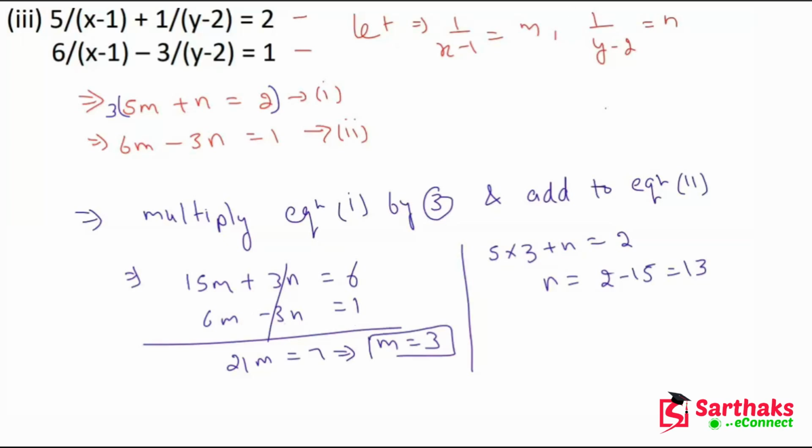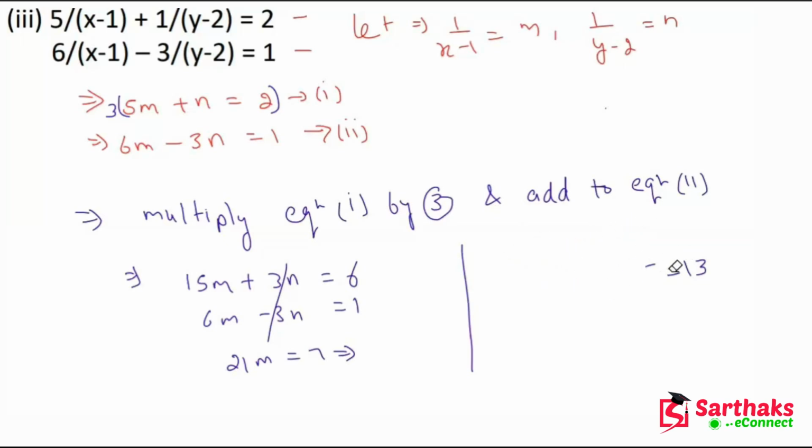Wait a minute. There is a silly mistake. So now here m is equal to 7 upon 21, which means 1 upon 3. So the value of m is 1 upon 3.